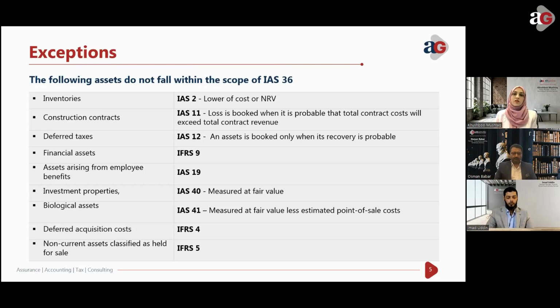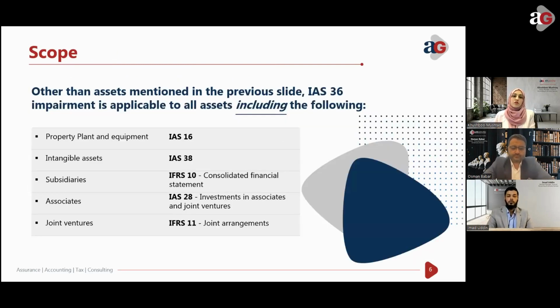Right now, let's focus on assets other than these, to which IAS 36 is applied. So what are those assets? All other assets that are not mentioned in the previous slide. Specifically, property, plant and equipment, which is IAS 16, International Accounting Standard 16. Intangible assets, investment in subsidiaries, investment in associates, investments in joint ventures.